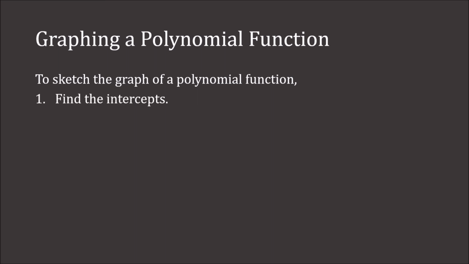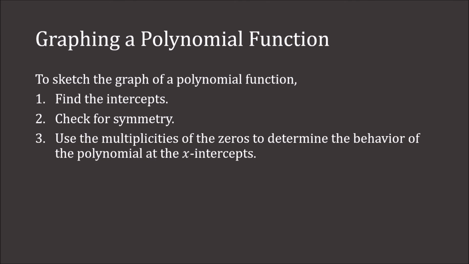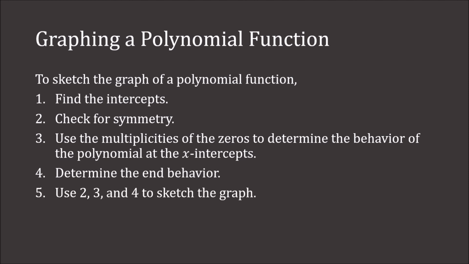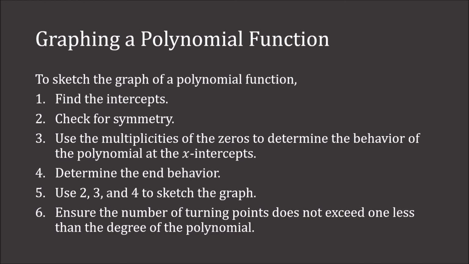So the first thing we want to do is find the intercepts of a polynomial. Then check for symmetry. Then use the multiplicities of the zeros to determine the behavior of the polynomial at the x-intercepts. Determine the end behavior. Then we can use 2, 3, and 4 to sketch the graph. And finally, we should ensure that the number of turning points does not exceed 1 less than the degree of the polynomial.